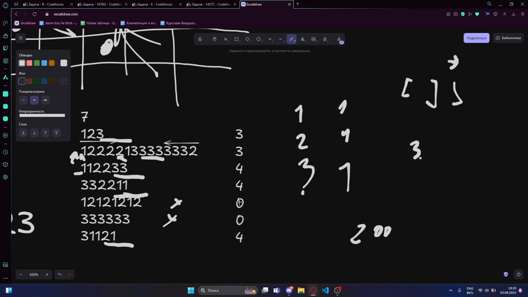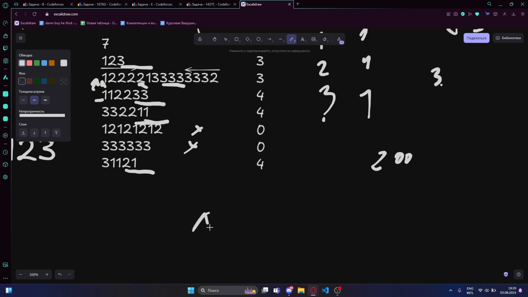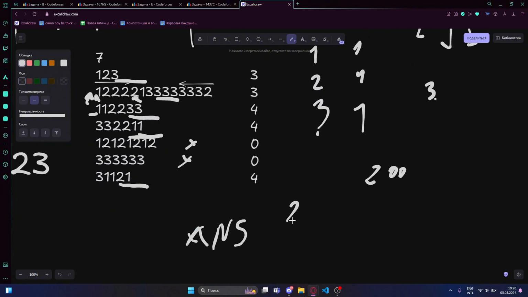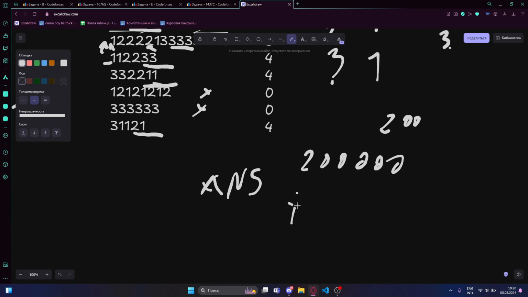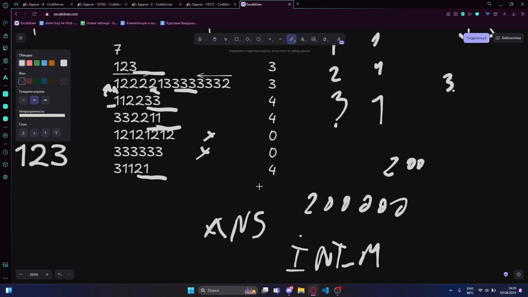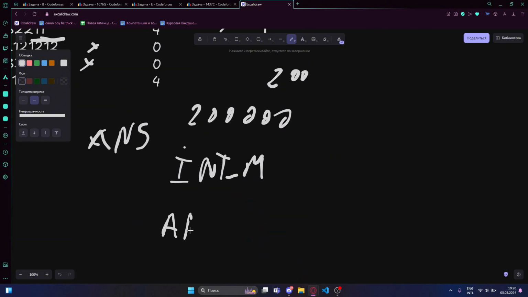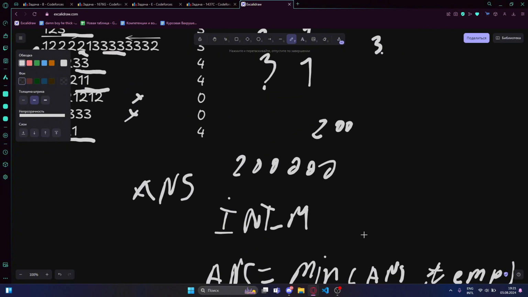How do we do that? The easiest thing for us to do is to create a variable for the answer and set it to a large number, like over 200,000, because that's the maximum length of the string. Well, I just took int max so as not to suffer. Every time I received a result, we compared and set the answer to the minimum of the answer and our current result. If at the end the answer was equal to int max, then we output 0, otherwise we output the answer.